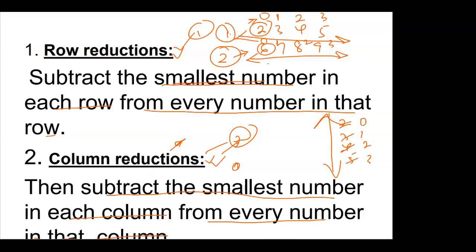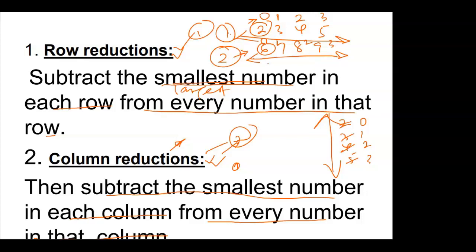Now, this is minimization. We are minimizing time, we are minimizing cost, we are minimizing loss. But if it is a maximization problem, maximizing profits or revenue, you identify the largest number in each row, and you take it away from every number in that row. You understand? Yes.